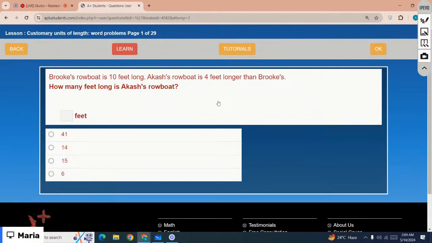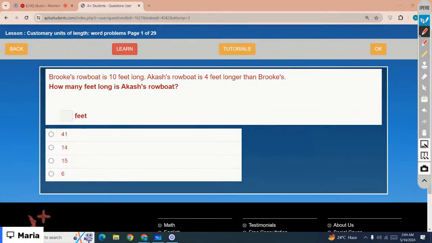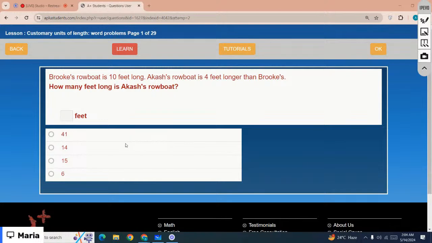Okay, so you have to find how long Akash's robot is. Brooks's robot is 10 feet long. Akash's robot is 4 feet longer, right? Longer it is. So you already have 10 and plus 4. That means Akash's robot is 14 feet long. The correct option is 14 feet, right?